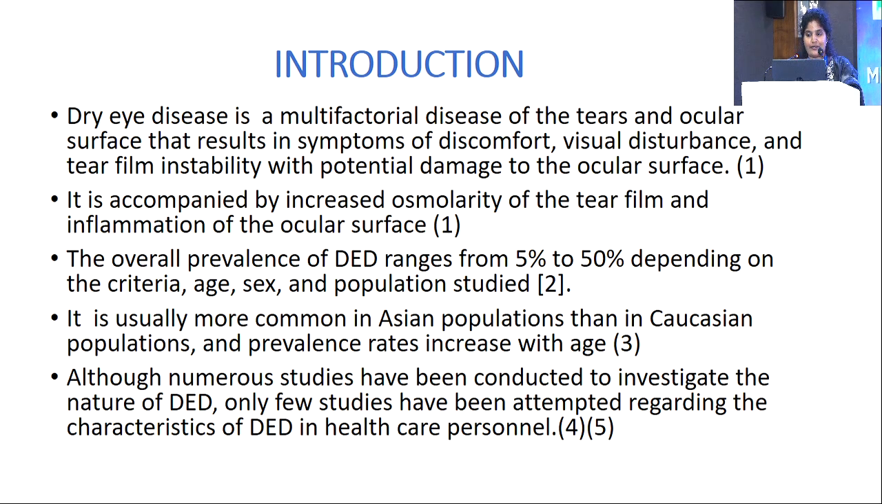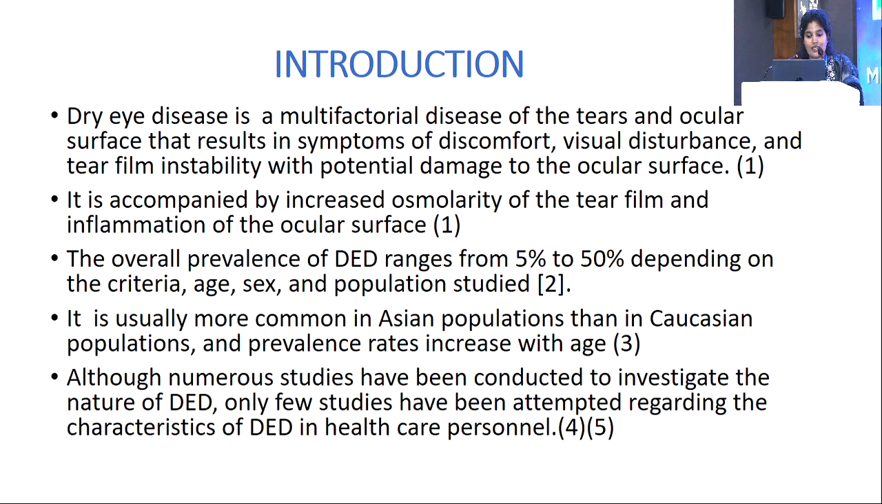Dry eye disease is a multifactorial disease of the tears and ocular surface that results in symptoms of discomfort, visual disturbance, and tear film instability with potential damage to the ocular surface. It is accompanied by increased osmolarity of the tear film and inflammation of the ocular surface. The overall prevalence of dry eye disease ranges from 5 to 50% depending upon the criteria, age, sex, and population studied.